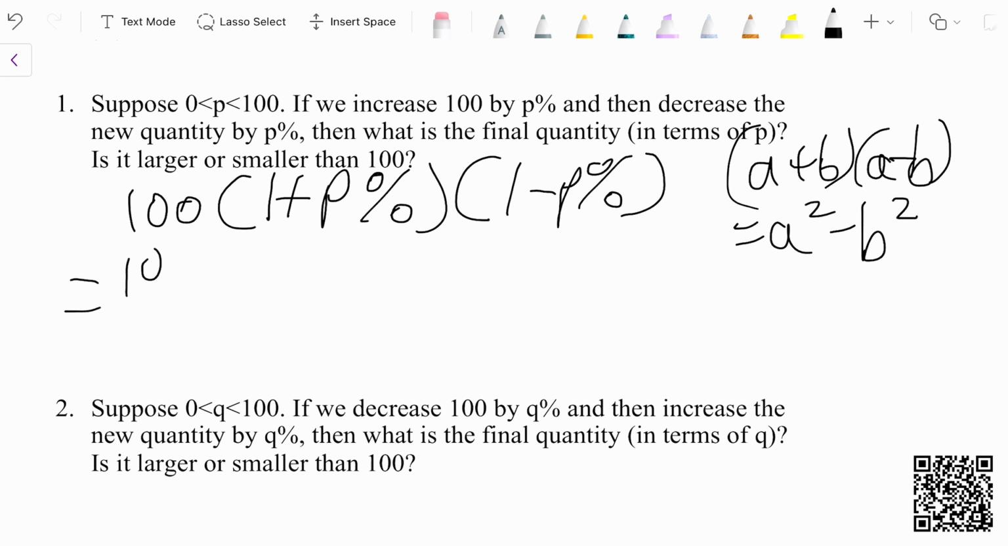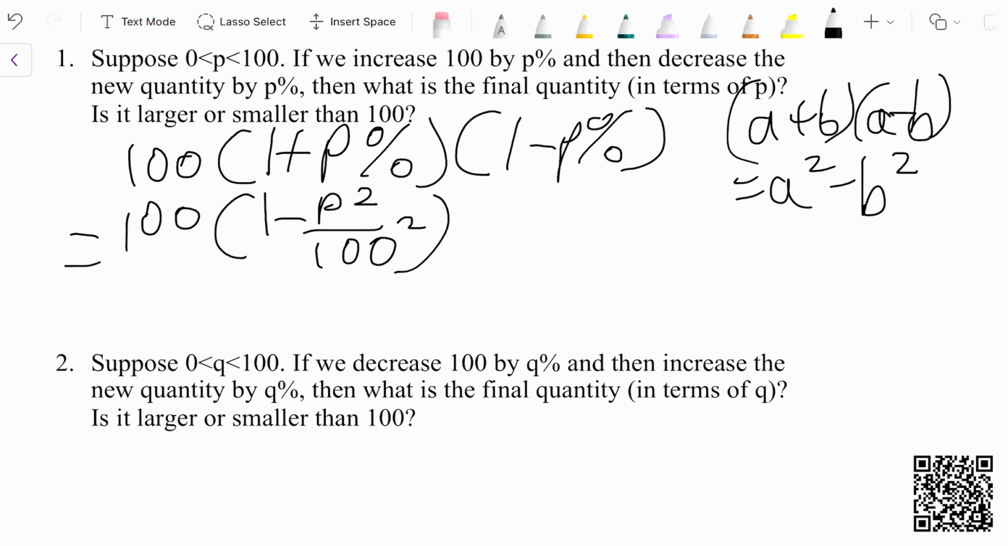if we turn these numbers into this formula, we would get, well, 1 squared is still 1, minus p% squared, which, since p% is p over 100, you square top and bottom. So that would be p squared over 100 squared.